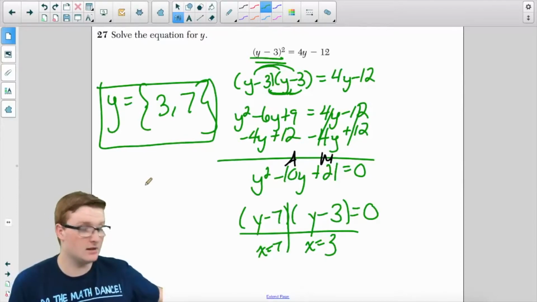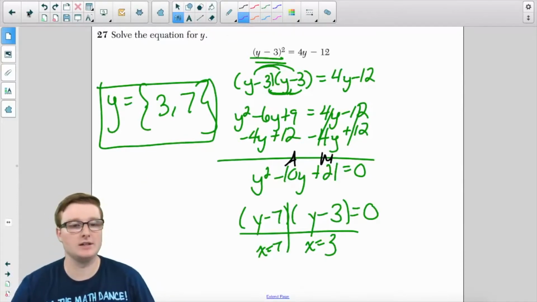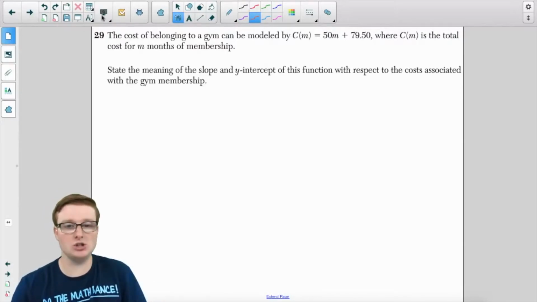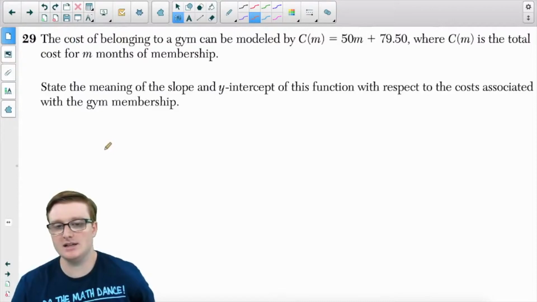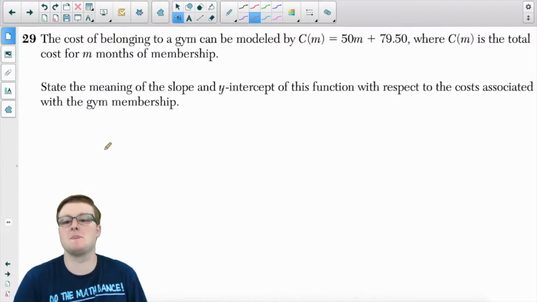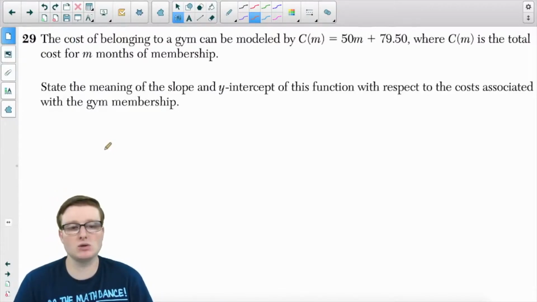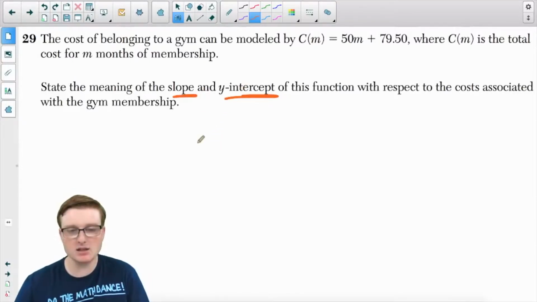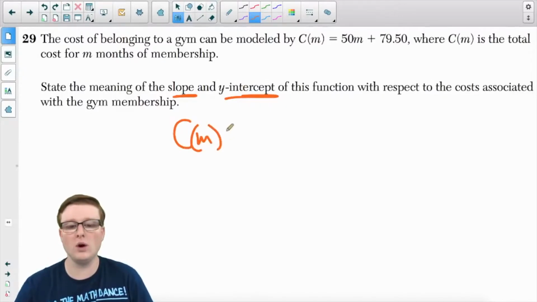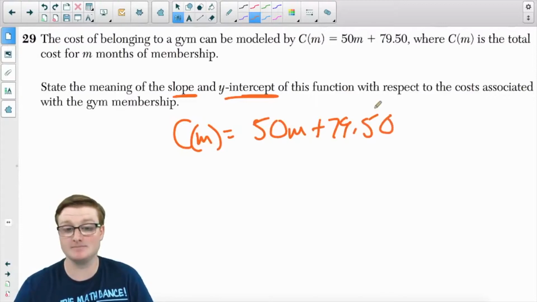All right. Doing well so far. Let's keep going. The cost of belonging to a gym can be modeled by C of M equals 50M plus 79.50, where C of M is the total cost for M months of membership. State the meaning of the slope and the y-intercept of this function with respect to the costs associated with the gym membership. So basically, you just need to know what is it showing here, because this is a line.